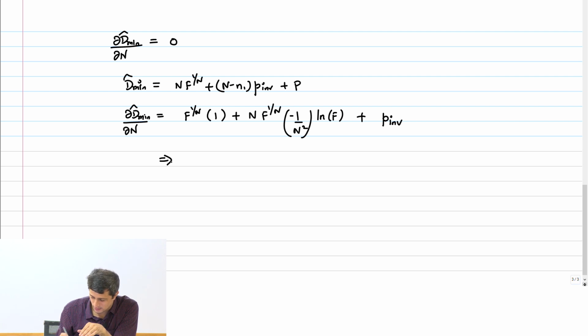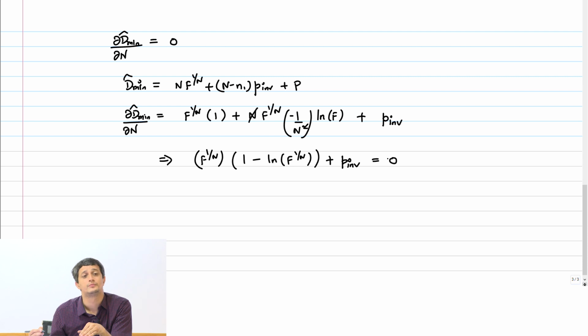You can write this as f power 1 by N into 1 minus ln of f power 1 by N, plus P inv, equal to 0. All of you get this?